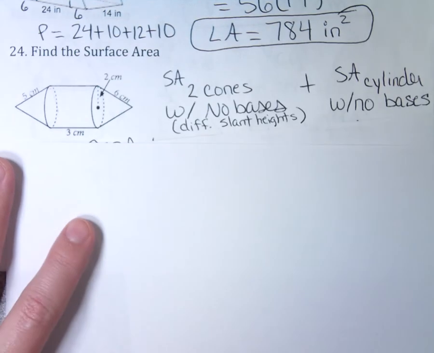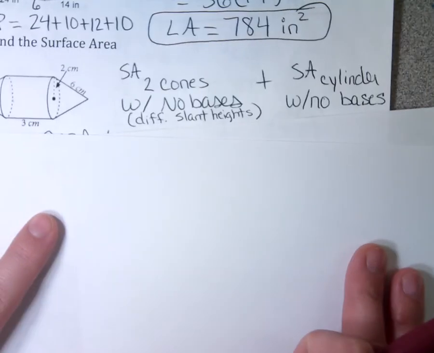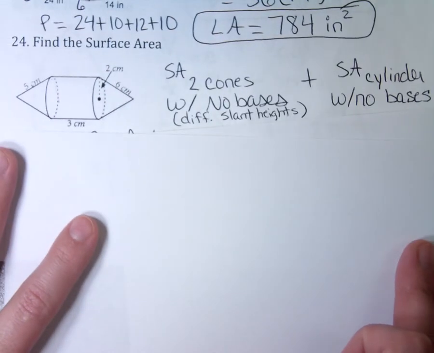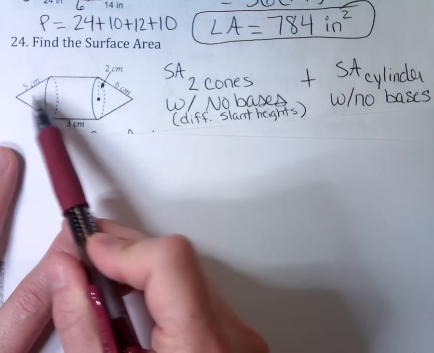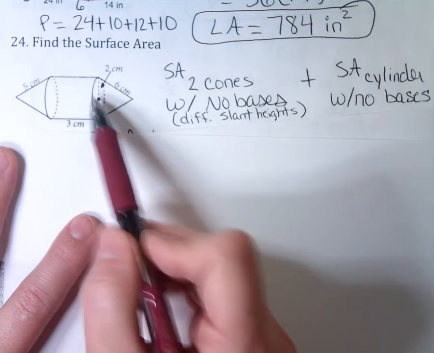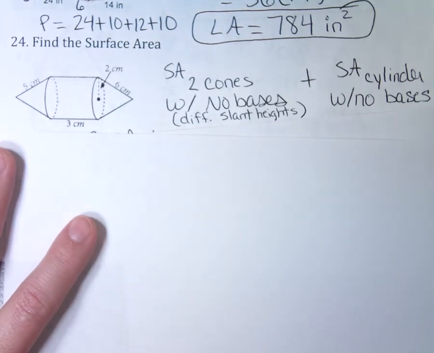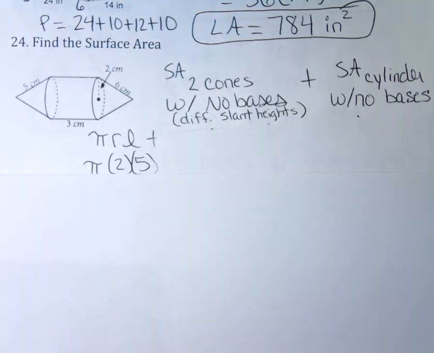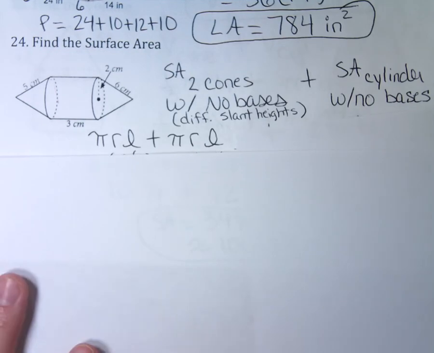I would be painting 2 cones, but no bases at all. And I would paint the cylinder with no bases. Okay, so surface area of a cone is pi r L, and because I have 2 cones, that's why I have pi r L twice.